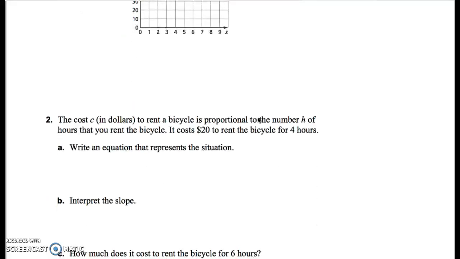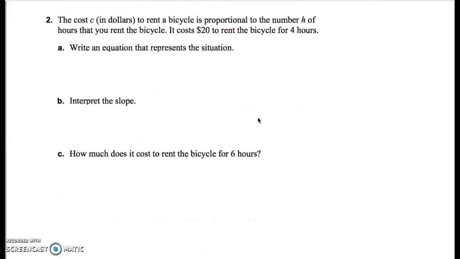It says the cost in dollars to rent a bicycle is proportional to the number of hours that you rent the bicycle. What they're saying by it being proportional is that it costs the same amount every hour that you rent it. They don't change the amount. So it says it costs $20 to rent the bicycle for 4 hours. Write an equation that represents the situation.